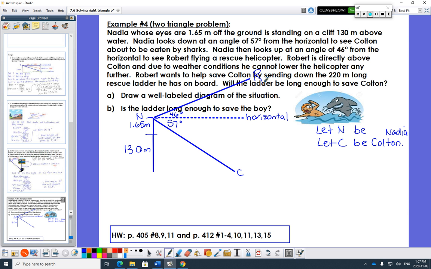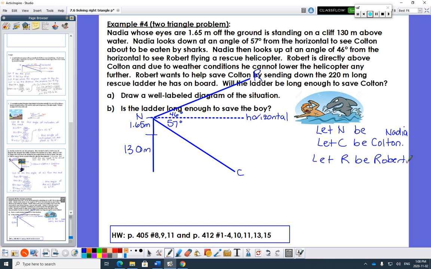Because this is a two triangle problem. So you can write R, you can write helicopter. Robert is directly above Colton. So when it says stuff like that, like directly above, then that's kind of a clue. Oh, I think there should be a right angle. Okay. And due to weather conditions, he cannot lower the helicopter any further.